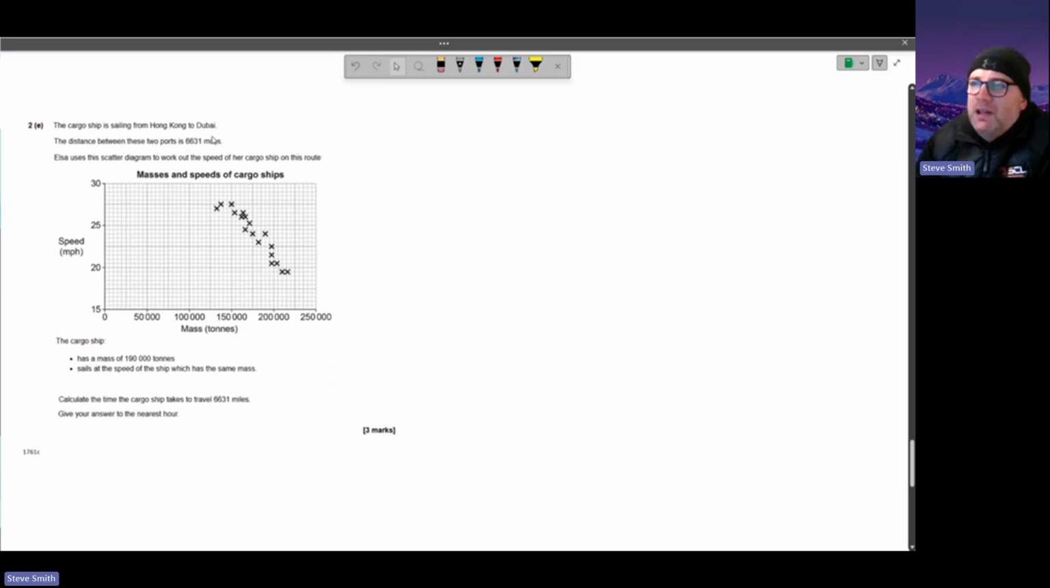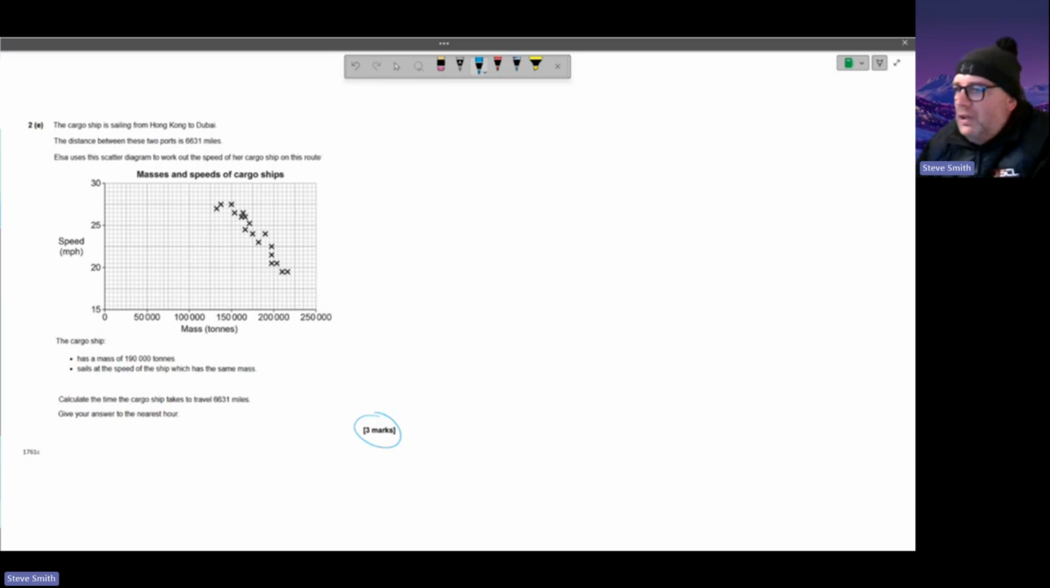The cargo ship is sailing from Hong Kong to Dubai. The distance between these 2 ports is 6,631 miles. Elsa uses this scatter diagram to work out the speed of her cargo ship on this route. The cargo ship has a mass of 190,000 tons. It sets sail at the speed of the ship which has the same mass. Calculate the time the cargo ship takes to travel 6,631 miles, giving your answer to the nearest hour. 3 marks, biggest question we've done so far.